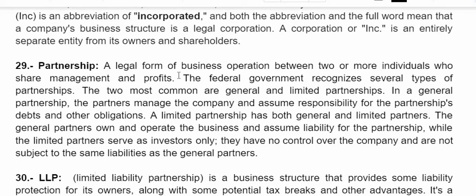Partnership is a legal form of business operation between two or more individuals who share management and profits. The federal government recognizes several types of partnerships. The two most common are general and limited partnerships. In a general partnership, the partners manage the company and assume responsibility for the partnership's debt and other obligations. A limited partnership has both general and limited partners. The general partners own and operate the business and assume liability for the partnership, while the limited partners serve as investors only. They have no control over the company and are not subject to the same liabilities as the general partners.